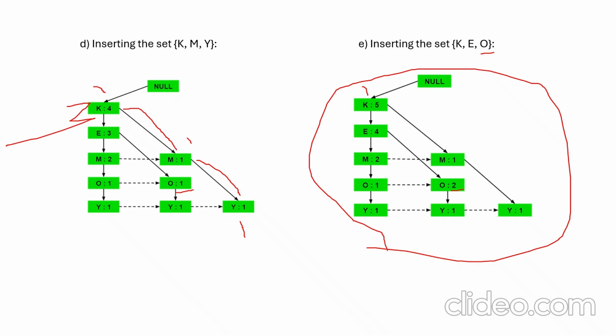So let's check. Yes, K is equal to 5. And E is equal to, let's see whether we have any other, E is equal to 4. That is the list we have computed. And the O, M and Y are 3.